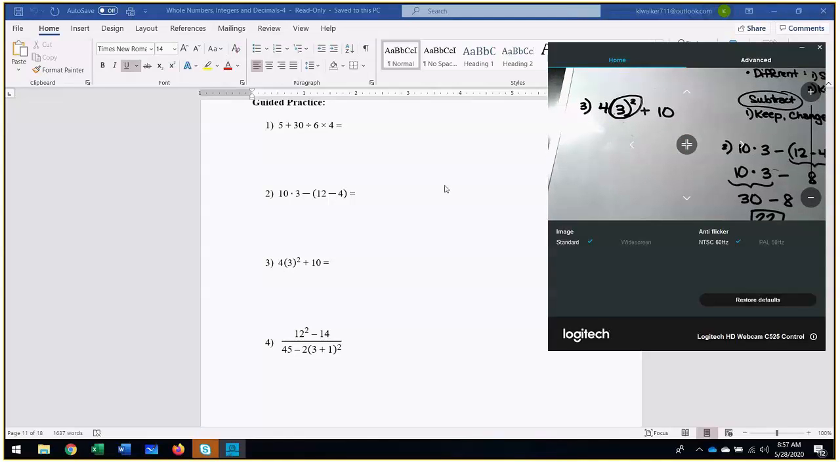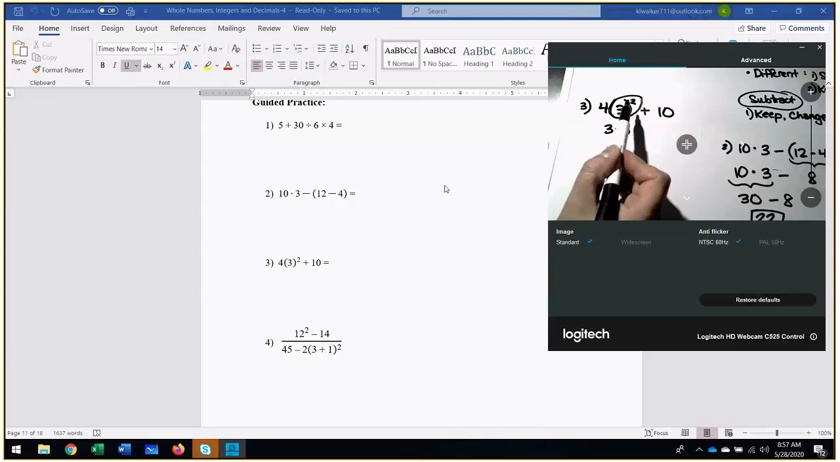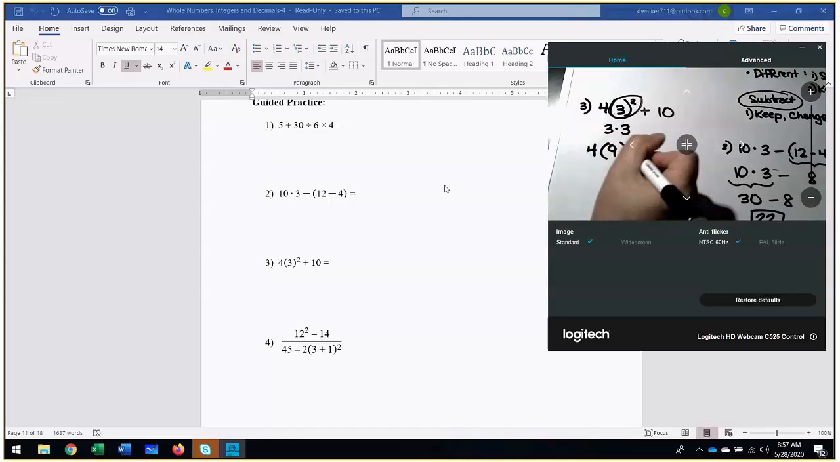We skip the P, we go to the E. With exponents, remember, this is repeated multiplication. It means that you need 2 3s. So you multiply 3 times 3 together. It's not 3 times 2. It's 2 of these things multiplied together. So this is a 9. Bring everything else down.